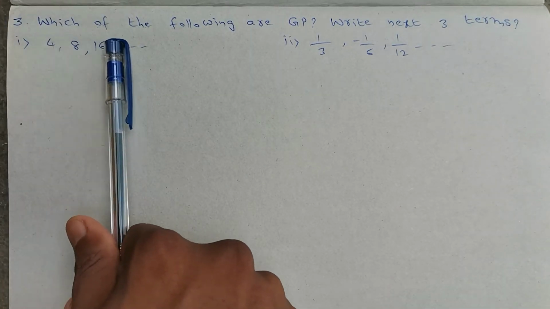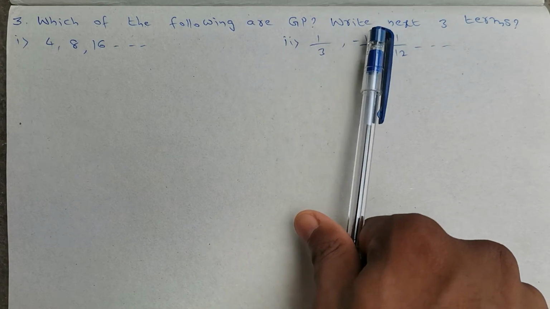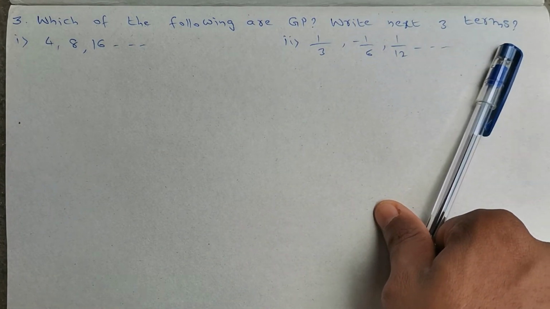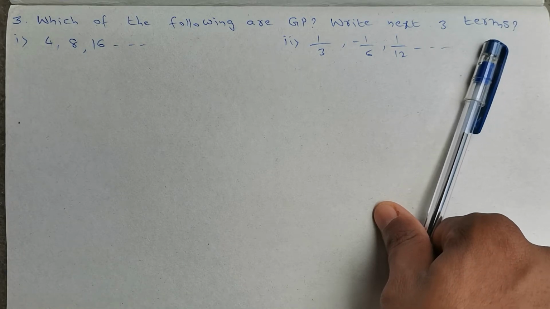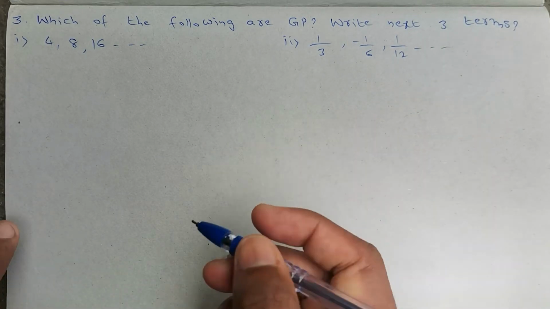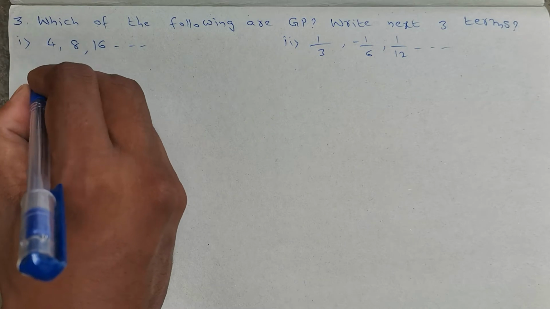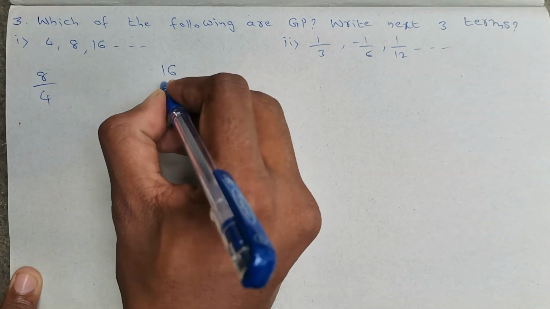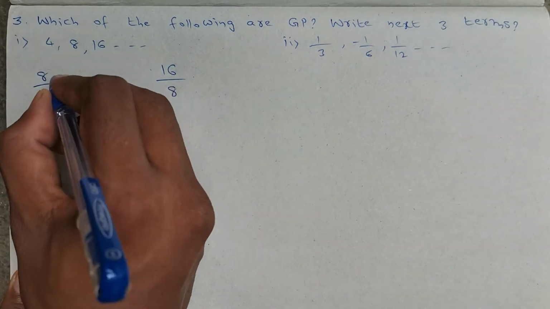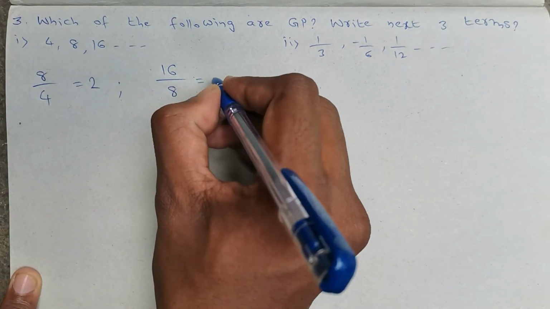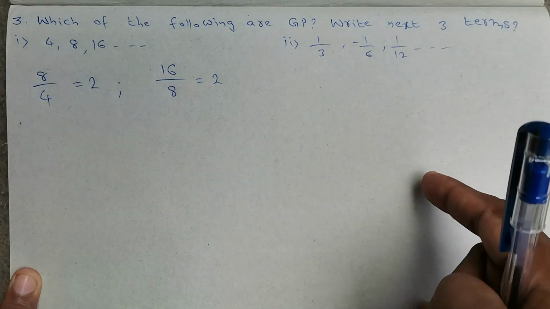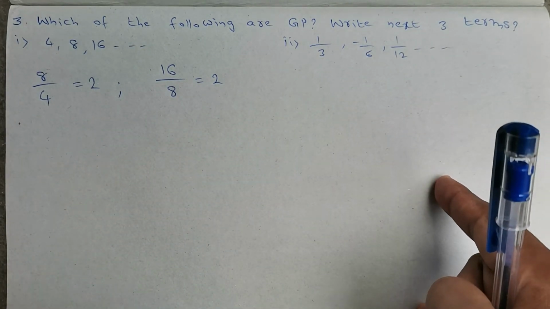Third bit: which of the following are GP, and write the next three terms. First we need to confirm whether it is a GP or not. In case it is a GP, then we need to write the next three terms. Okay, second term 8 divided by first term 4 is 2. Third term 16 divided by second term 8 is 2. Here the ratio is the same, so we can conclude that it is in GP.